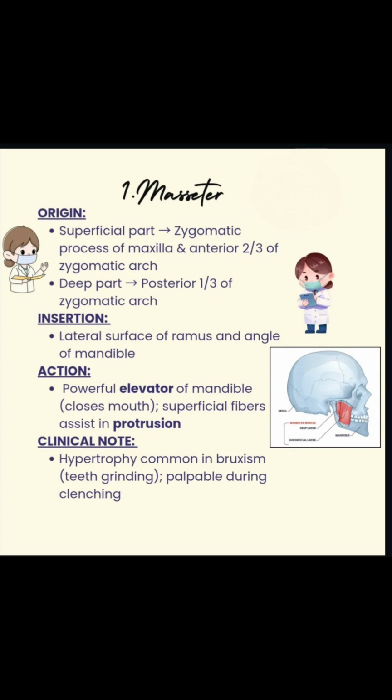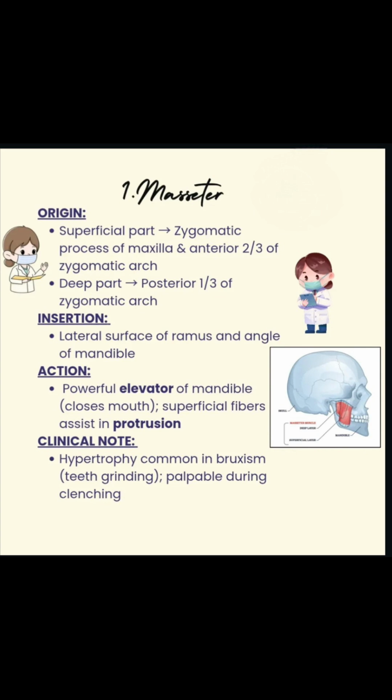This is the strongest muscle of the body and also the strongest muscle of mastication. It is quadrilateral in shape and it covers the lateral surface of the ramus of the mandible. It basically has three layers: the superficial layer, the middle layer, and the deep layer.